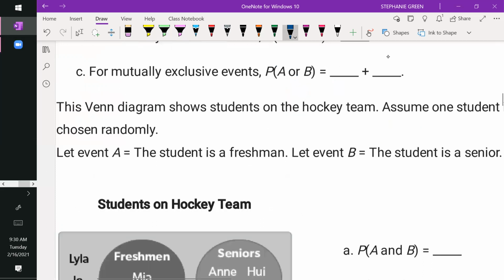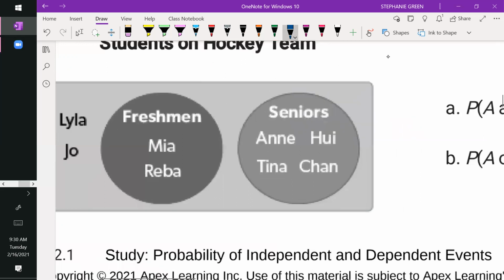Okay, an easy way to talk about this is age. You can't be a freshman and a senior at the same time. It's not possible. So the events being a freshman and being a senior are mutually exclusive. Their intersection, the probability of A and B, is impossible. It's 0.